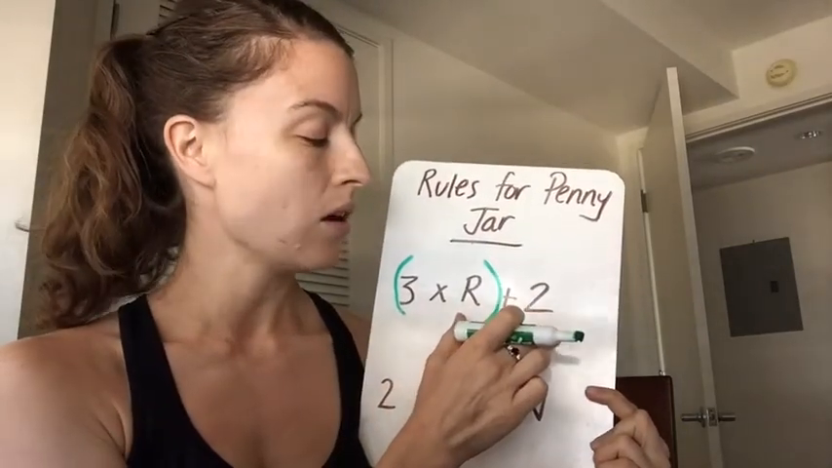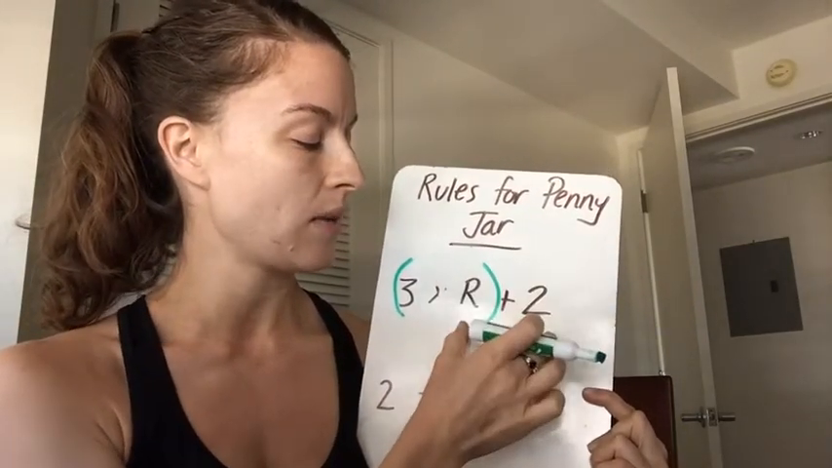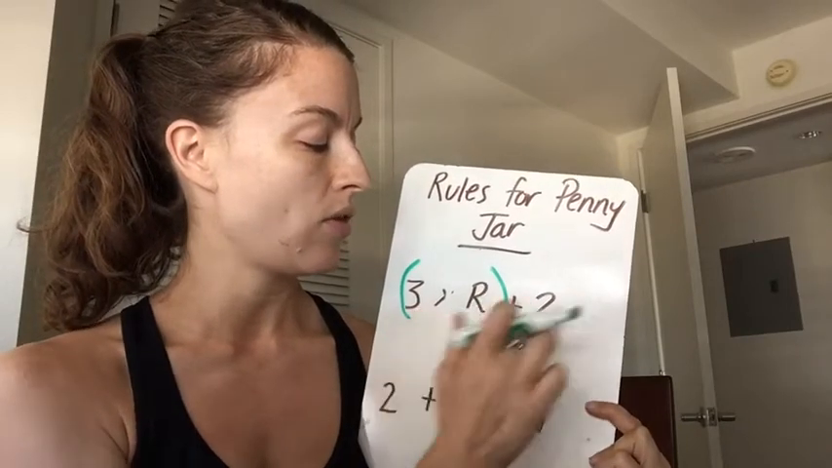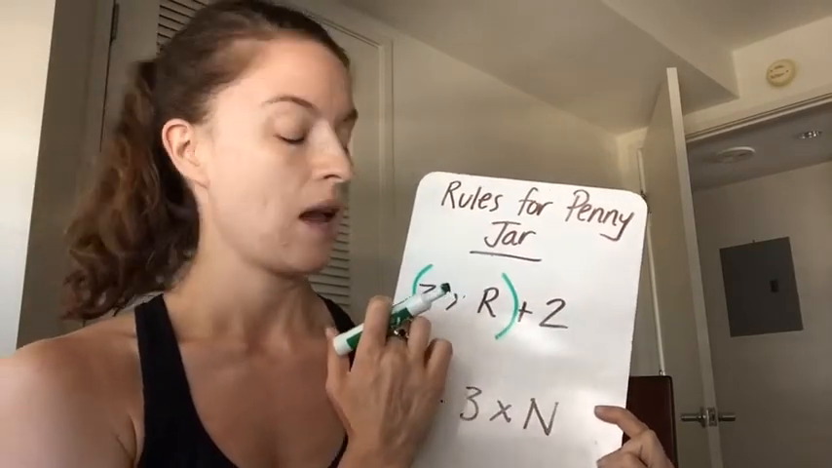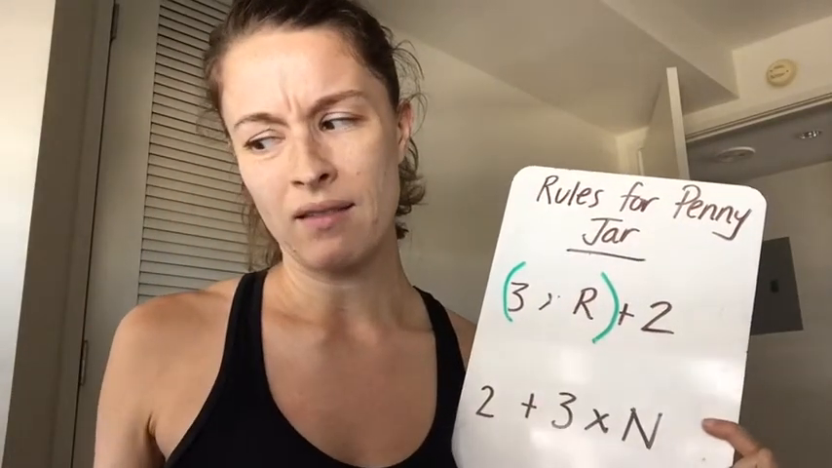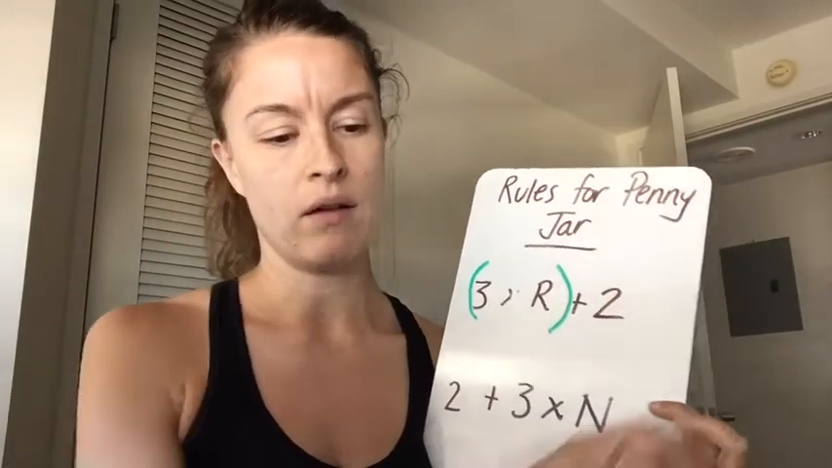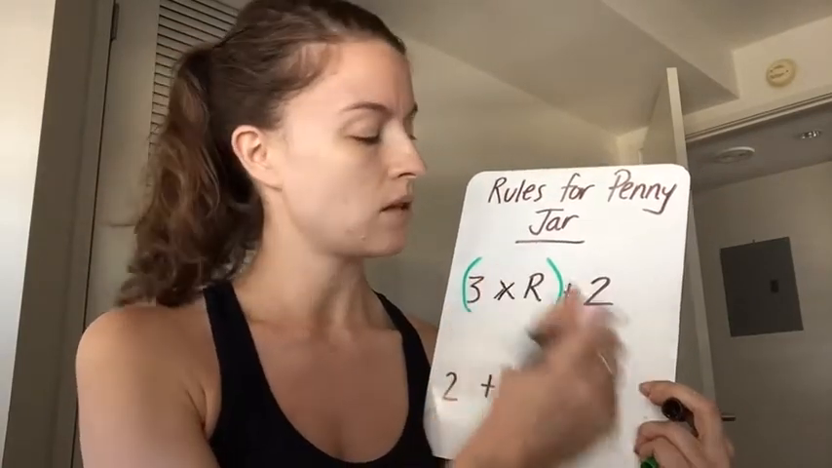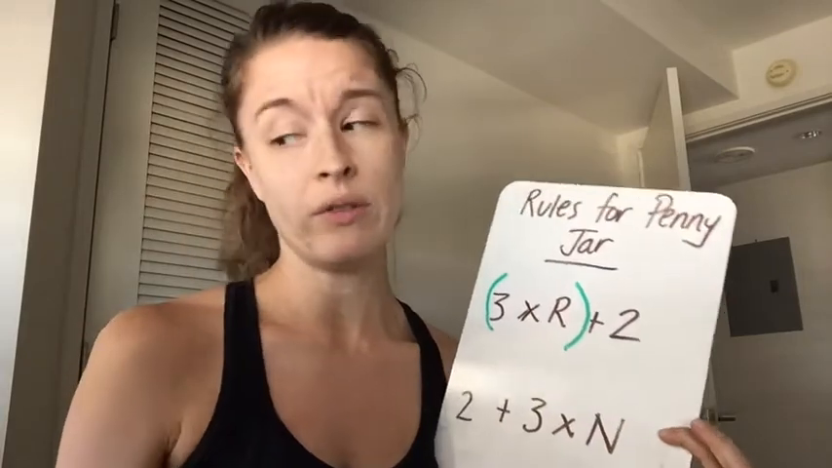3 times r plus 2. Because if I did the parentheses around r plus 2, it would say the rounds adding 2, that whole number, times 3. And you'd be adding 2 to every single round instead of just the first one. So it wouldn't really be a starting with number. It'd be giving you a whole different answer.